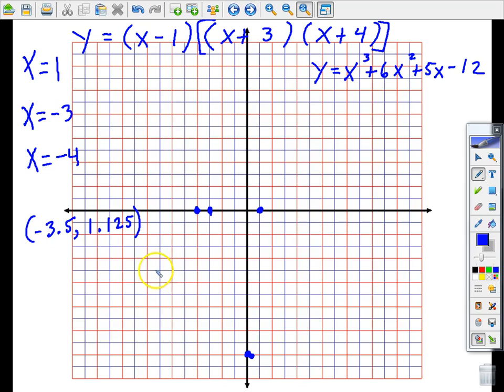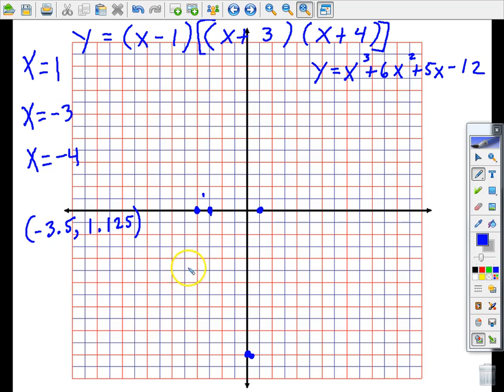Okay, how many of you got 1.125? 1.125. All right, so for an input of -3.5, x is -3.5, we got a y of 1 and then just a little bit more. And that's just a rough sketch. So just show that it's a little bit above y equals 1.